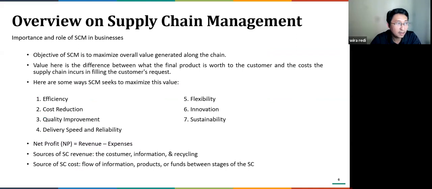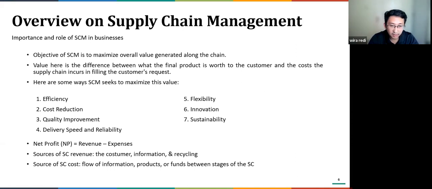And here is the objective of supply chain in business. Based on the definitions provided earlier, the objective of supply chains is to maximize the overall value generated along the supply chain. It's not only about reducing costs, but also increasing profits. The overall value along the supply chain means that the end customer would appreciate our products more, and meanwhile on the supply side, we try to minimize the cost as much as possible.